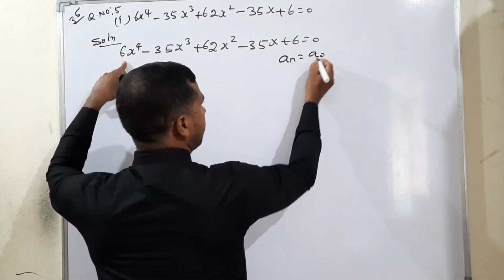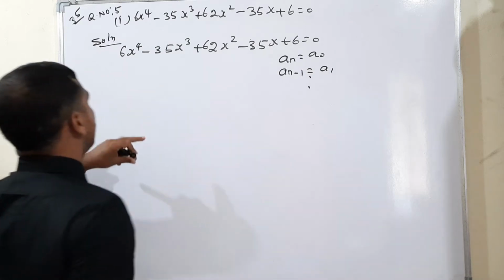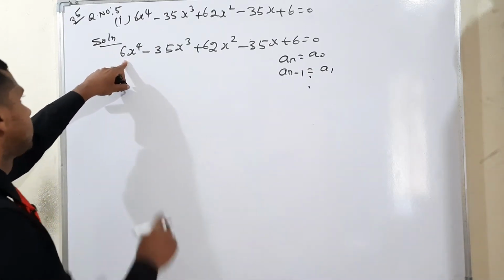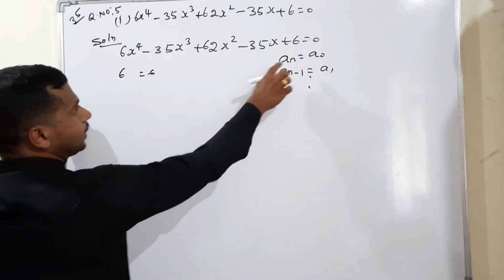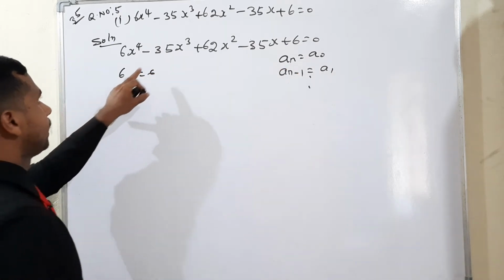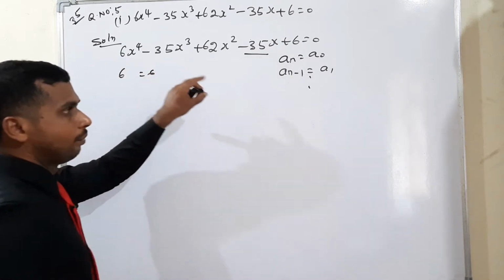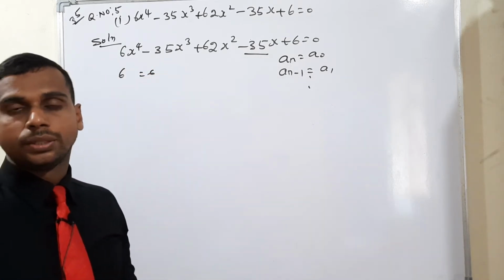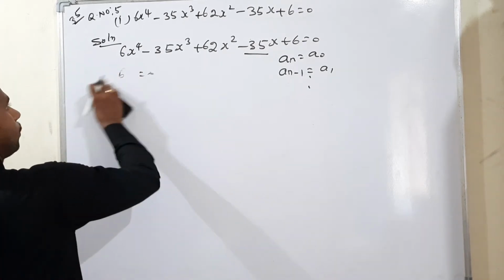an is equal to a naught, then an minus 1 is equal to a1, and so on. Look at there. This is an, the coefficient of value 6, and there is also 6 there. So we can say an is equal to a naught. Next condition, an minus 1 is minus 35, here also minus 35. Therefore we can say an minus 1 is equal to a1. So it is a type 1 reciprocal equation.